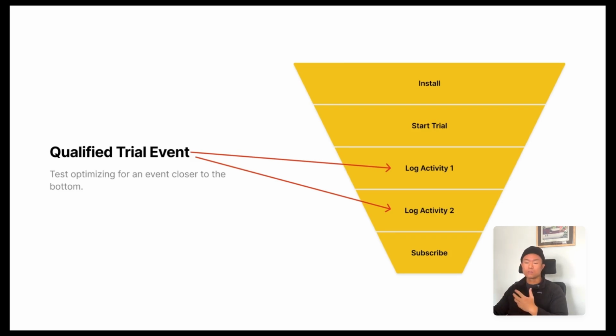Some examples of a qualified trial event after the trial start are logging a workout, saving a search, or requesting a brochure. And a pro tip from Sylvan from Growth Gems is that you can exclude people who've canceled your free trial within the first 10 to 15 hours, so you don't send that signal back to Facebook.